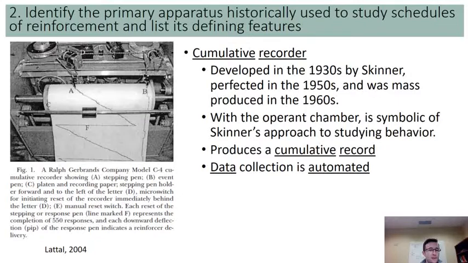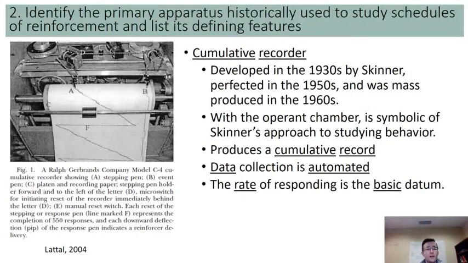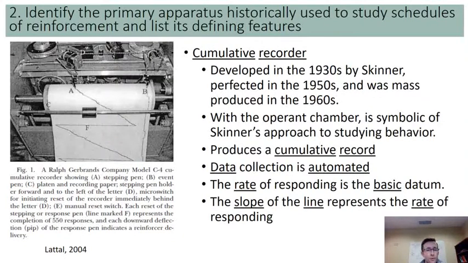Data collection is automated with the cumulative recorder. The rate of responding is the basic datum, so that's what the recorder displays. It displays the rate of the organism's behavior, specifically the behavior of interest in the study. So not all of the organism's behavior, but just the behavior being studied, for example, pecking key lights or pressing levers. And the slope of the line represents the rate of responding.